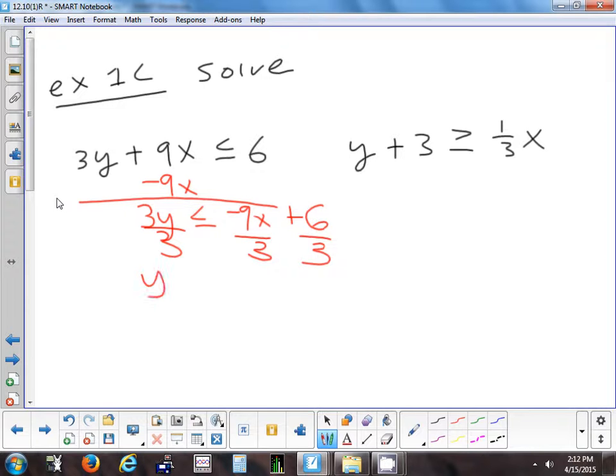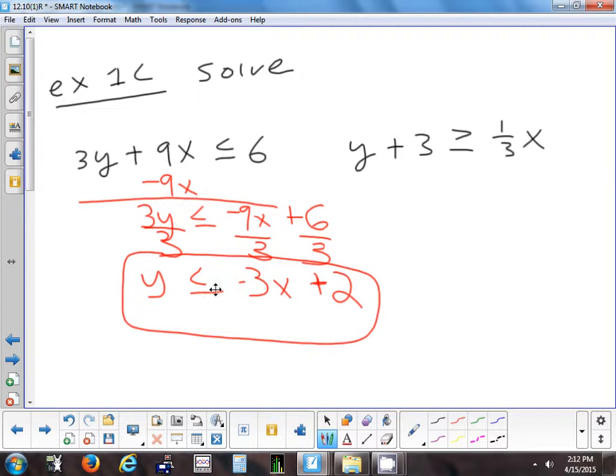Vaughn? y is negative or greater. What? No, wait. Less than or equal to. Less than or equal to, okay. Keep going, Isaiah. Negative 3x, yep, plus. Do I need to simplify? All right, it's 2. Plus 2, right? I could have said that. So this one's done. All right, that one's done. Victoria, this one over here, one step. What's the one step to get y by itself? You can do it.